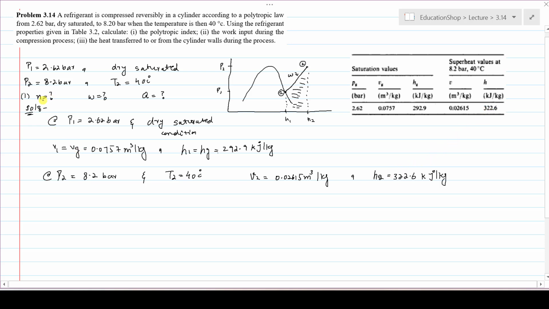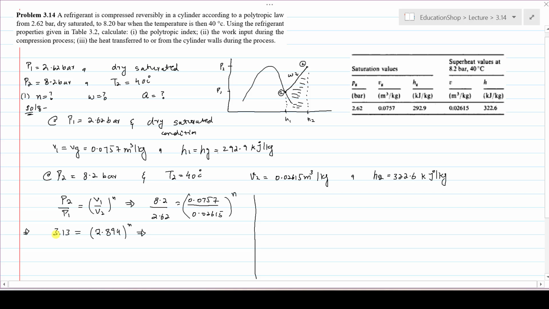Now we will find the n value. As we know, during polytropic compression P2 divided by P1 is equal to V1 divided by V2 to the power n. Now just put in the values of P2, P1, V1, V2. P2 is 8.2 divided by P1, that is 2.62. V1 value is 0.0757, V2 value is 0.02615. Solve this on the calculator and it will give you 3.13, and similarly when you divide this on the calculator, you will get 2.894 to the power n.